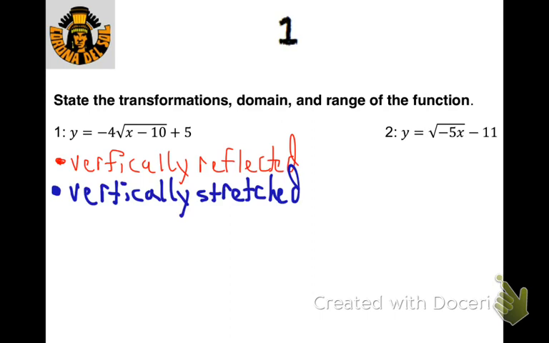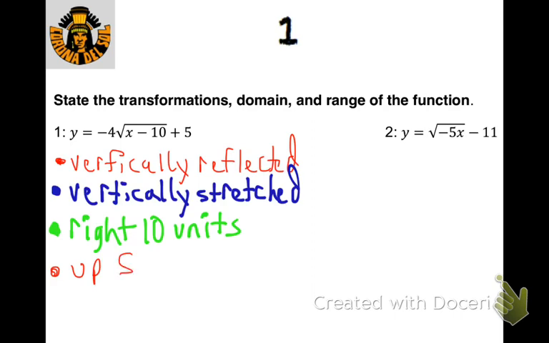Then we got the negative 10 under the radical, so that will go moving it right 10 units. Then we have the plus 5, so that will move it up. So that will go up 5 units.